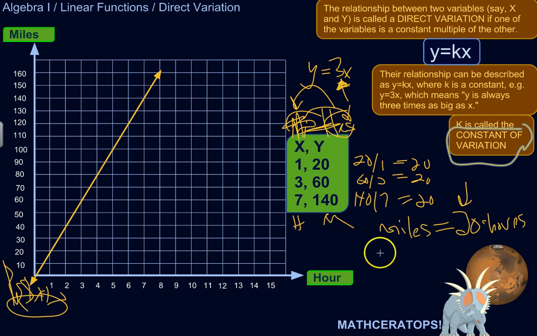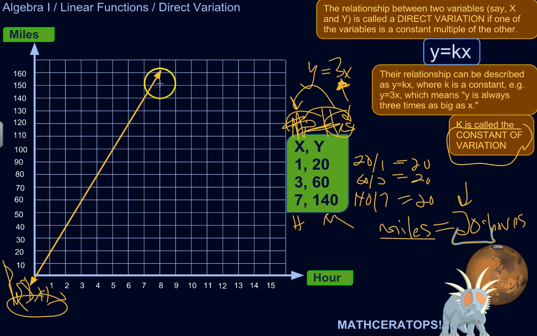So distance equals speed times time. That's something that you'll see a lot in physics, right? Distance equals speed times time. So how many miles have I gone? Well, I take the number of hours I've driven, multiply it by 20, and that's how many miles there are. So the number of miles is always 20 times however many hours I've gone.